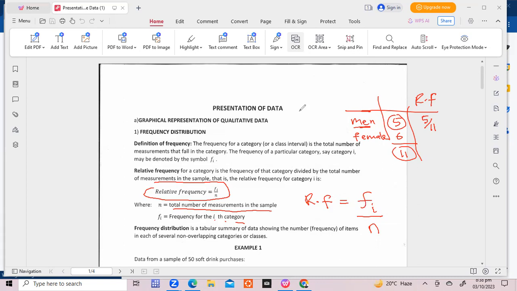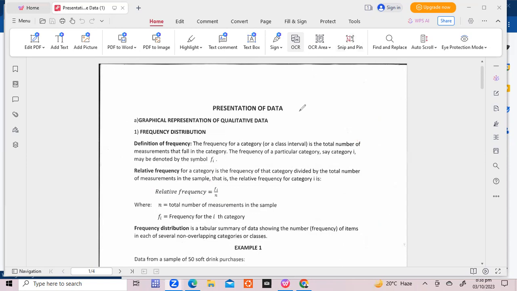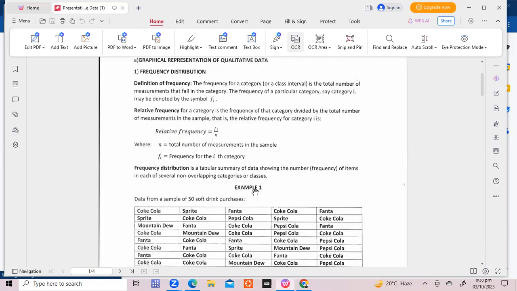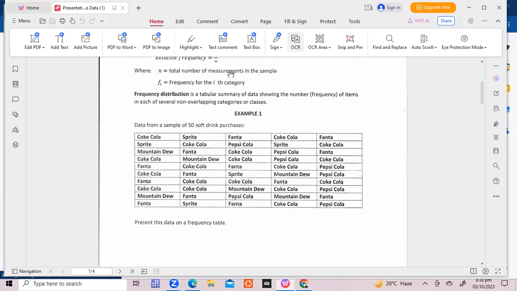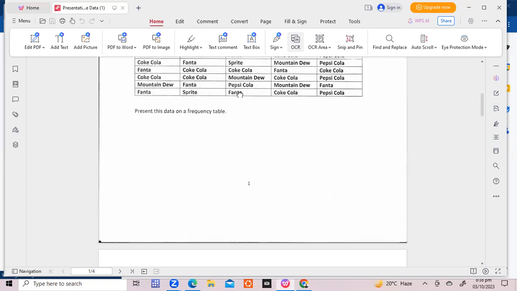Are we together? Are we on the same page? Because we'll move a bit. Yes, we are. Okay, so we'll move a bit.